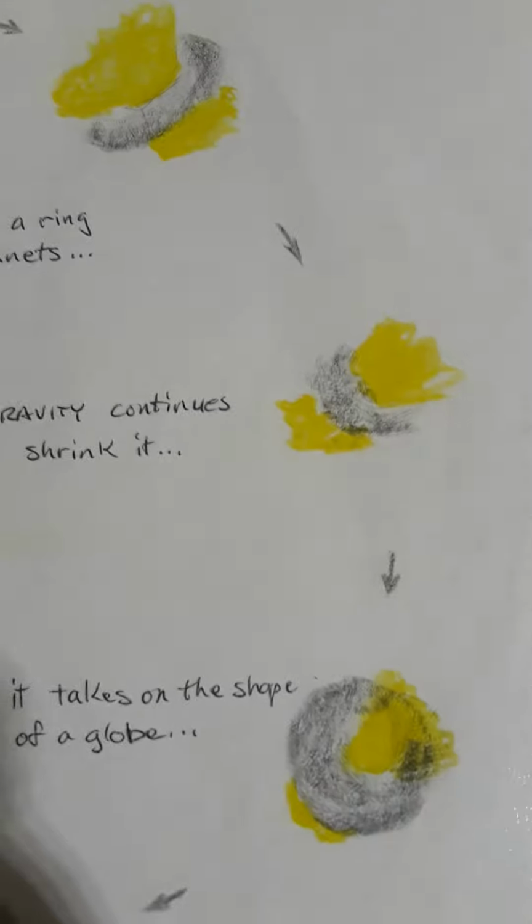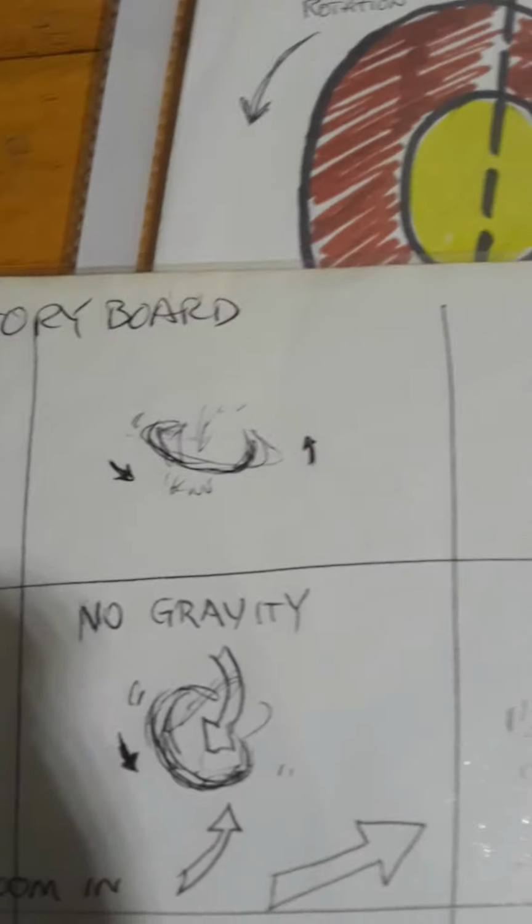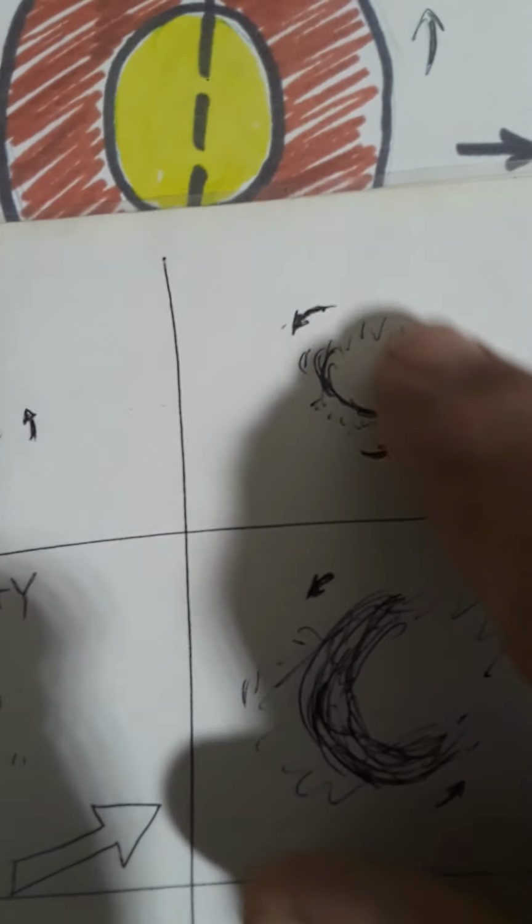Gravity continues to shrink it. It's spinning fast, getting smaller and smaller. It takes on the shape of a globe, but in this globe, the center is hollow. There's nothing there. This is how it forms. No gravity in the center. Gravity is in the mass of the object all around the outside, just like here.